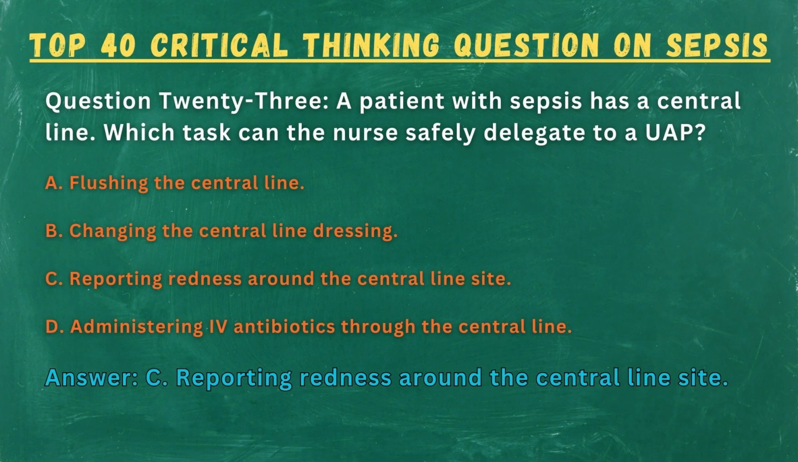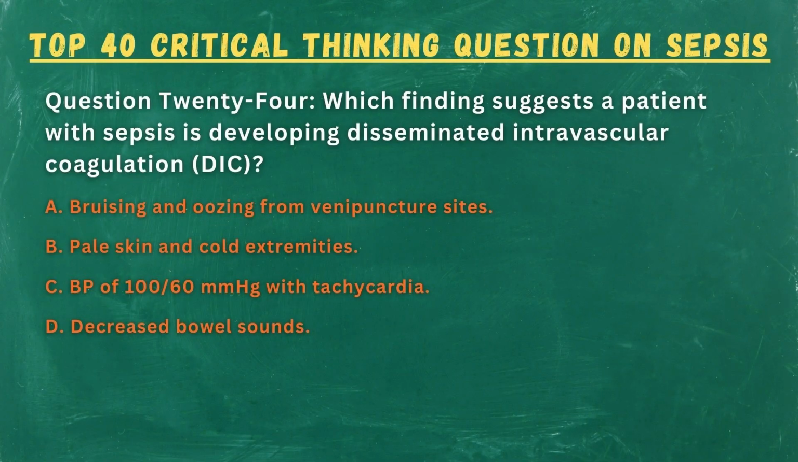Answer: C. Reporting redness around the central line site. Question 24. Which finding suggests a patient with sepsis is developing disseminated intravascular coagulation (DIC)? A. Bruising and oozing from venipuncture sites. B. Pale skin and cold extremities. C. BP of 100/60 mmHg with tachycardia. D. Decreased bowel sounds.